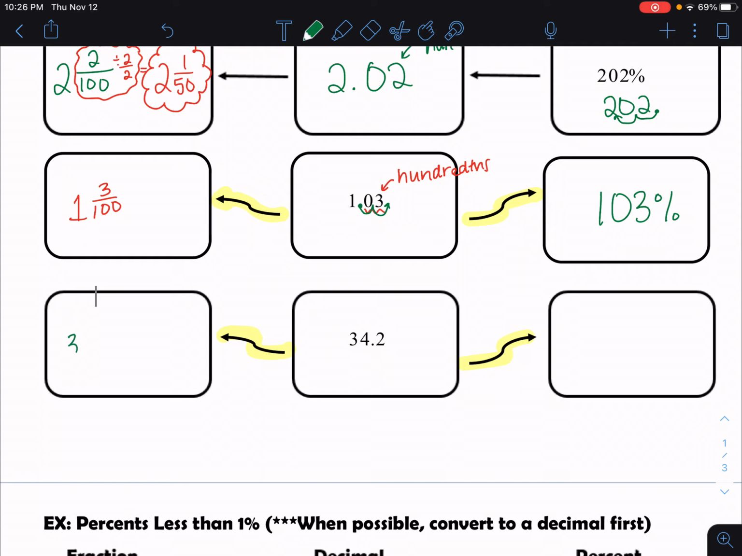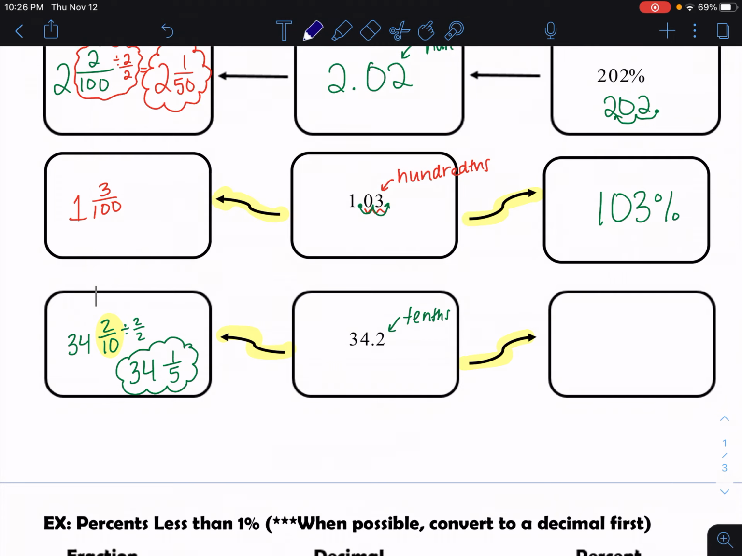34.2, I'm going to have 34 as the first part of my mixed number. 2 is in the tenths place, so this is going to be 2 over 10. And then I've got to simplify this part. So I'm going to divide by 2 over 2. 34 is going to stay the same. 2 divided by 2 is 1, and 10 divided by 2 is 5. So that's my fraction.